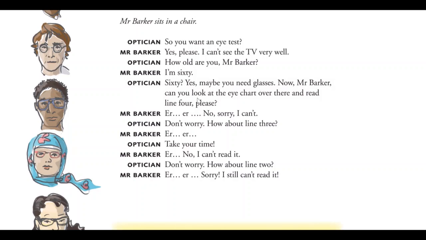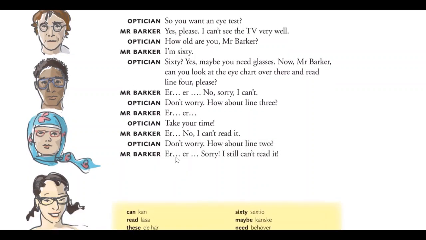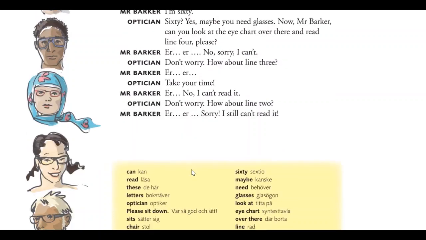Now, Mr. Barker, can you look at the eye chart over there and read line 4, please? No, sorry, I can't. Don't worry. How about line 3? Take your time. No, I can't read it. Don't worry. How about line 2? Sorry, I still can't read it.